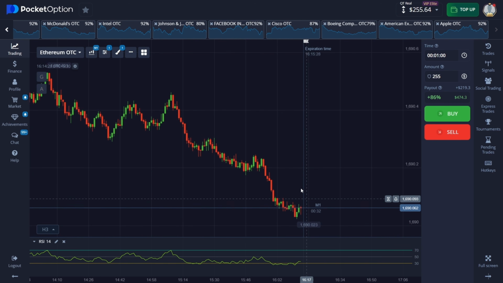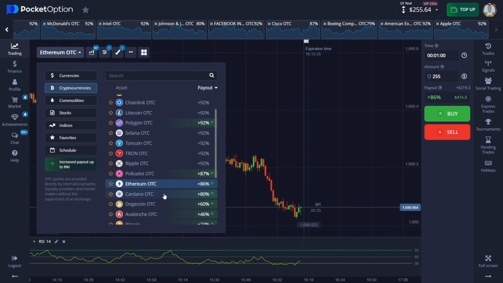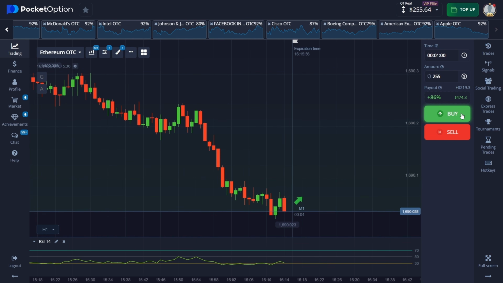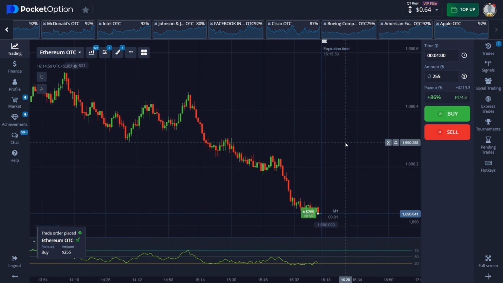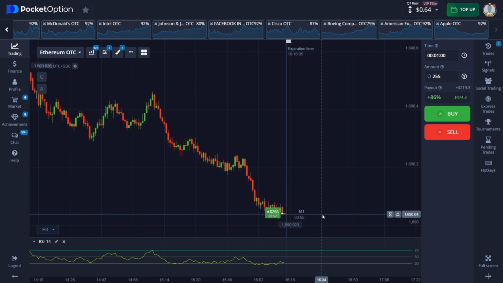On Ethereum, I am waiting for the candle to close. Okay, I got an entry and placed the trade for the upside move on Ethereum OTC worth $255. Currently, the trade is not going in our favor. As you can see, the candle broke the RSI, then came back to the RSI, and the red candle closed near the RSI level of 30. This means the candle should take support from the RSI level of 30.